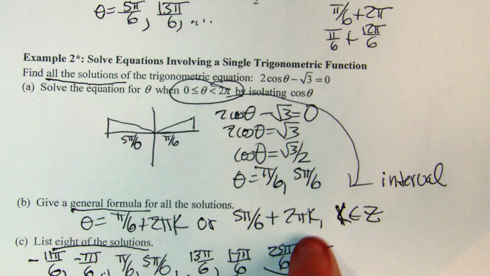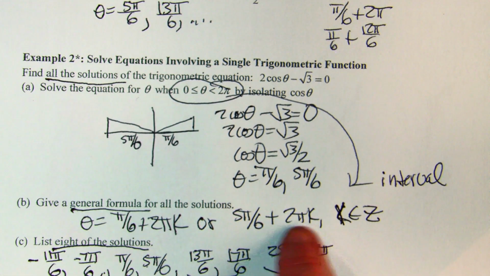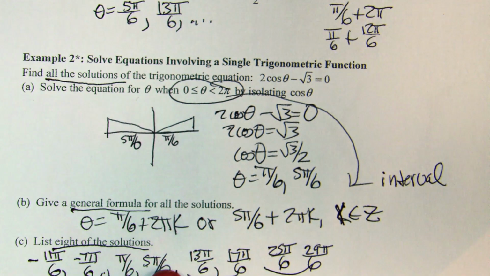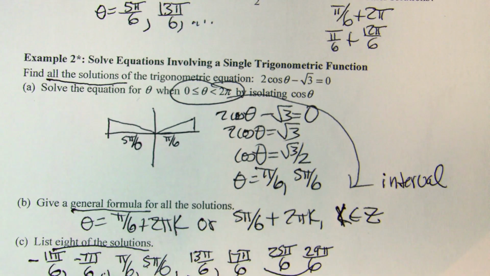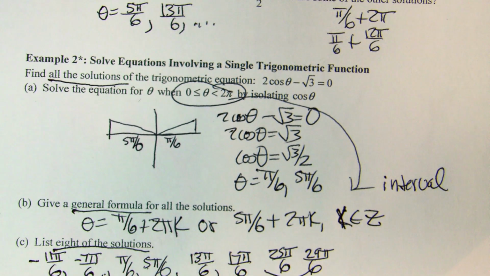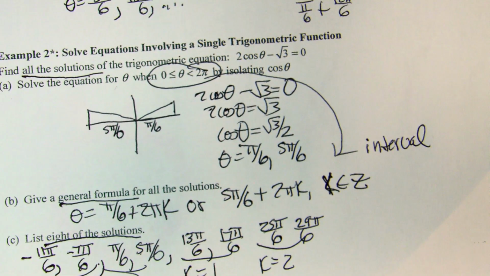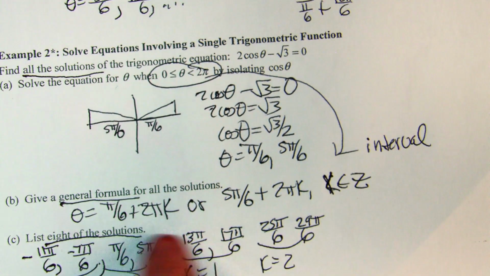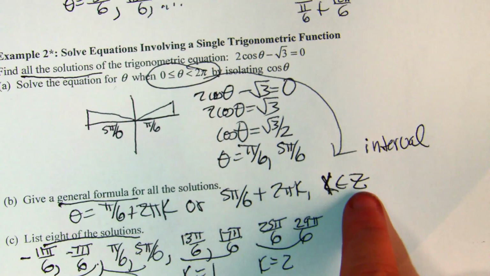You can put 2 in here and get 4 pi. And 4 pi, if you want it over 6, it's 24. And 24 plus 5 is 29. And 24 plus 1 is 25. So you can get specific answers or you can get a general formula.